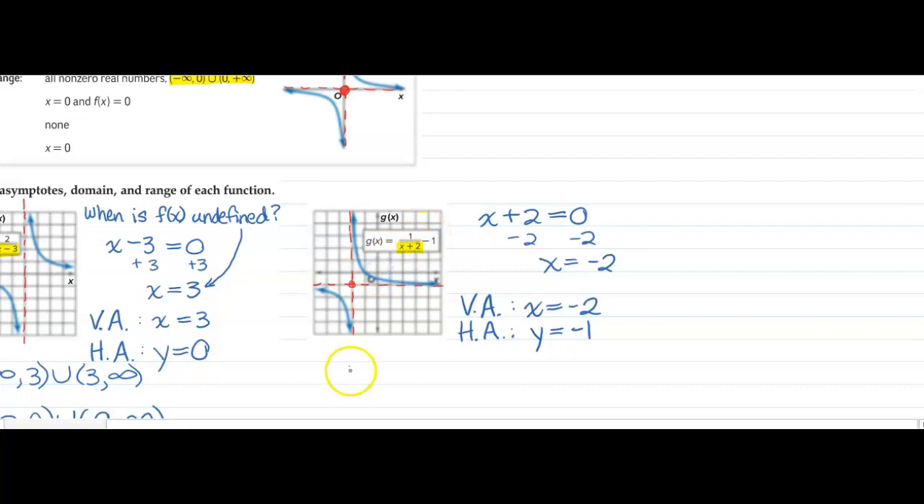Let's talk about the domain and the range as well. The domain goes from negative infinity to positive infinity, but it has a break in it. There's a break at negative 2. That's the one spot that it's undefined. And with our range, we're going from negative infinity to negative 1 to infinity.